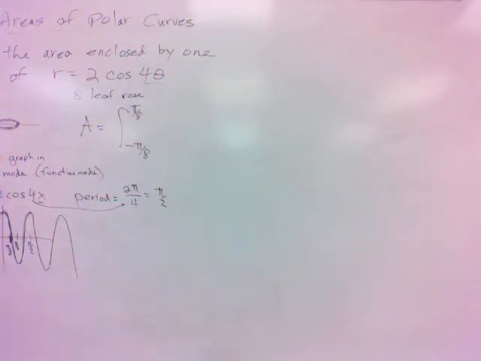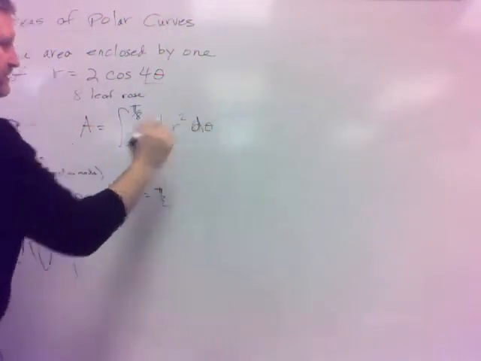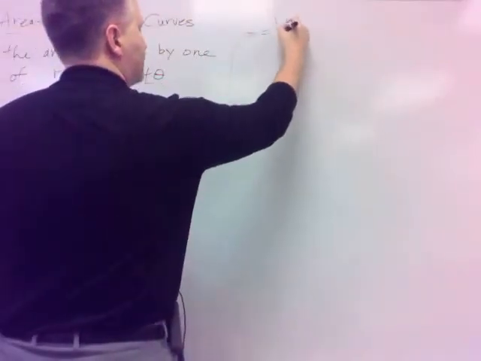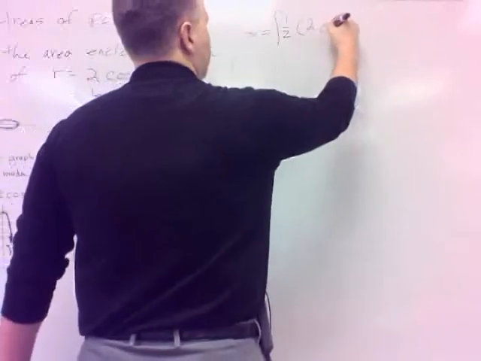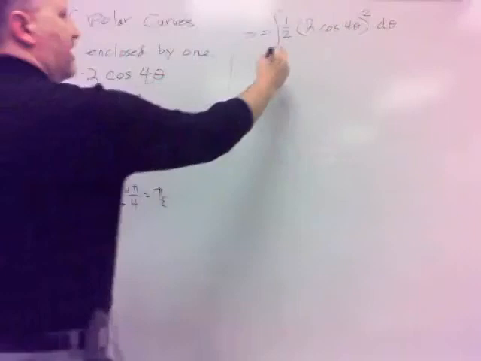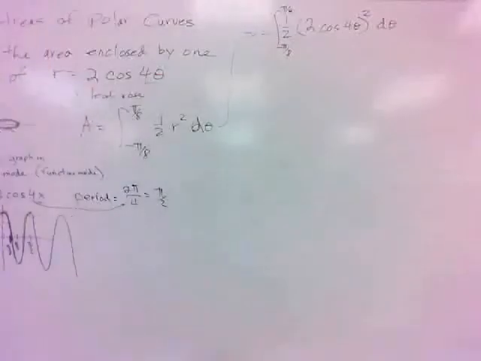Okay. Now, I need to do my 1/2 r squared d theta to finish this off. So what is that going to be? It's going to be the integral of 1/2 times the r, 2 cosine 4 theta, squared d theta from negative pi over 8 to positive pi over 8. That's the area of one loop. And we'll do another one to see if we can get the hang of it here.